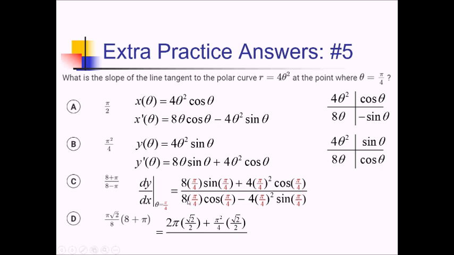Down below, we again have 8 times pi over 4, which is 2 pi. Cosine of pi over 4, root 2 over 2. And then this is going to be minus pi squared over 4. And we have another root 2 over 2 for the sine of pi over 4. Still got to keep going because this is not any of the answer choices.